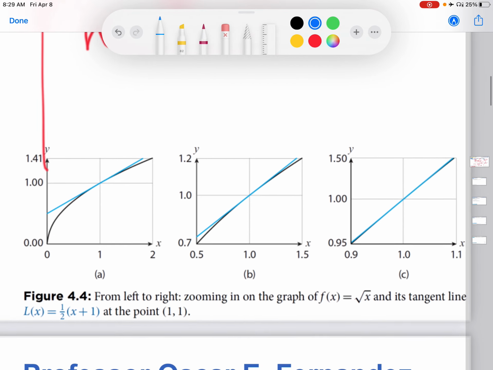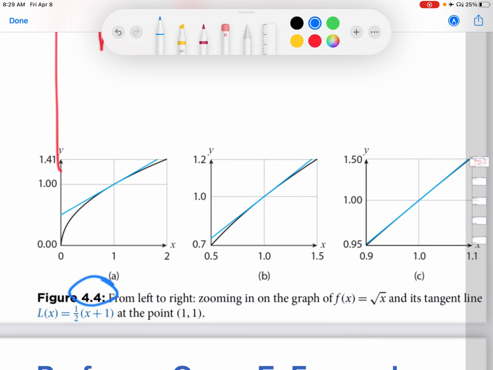These three graphs are actually figure 4.4 from Calculus Simplified. And what's happening here? The function f of x is in black, and the graph that the linearization resulted in, which is the linear function 1/2 x plus 1, is graphed in blue.